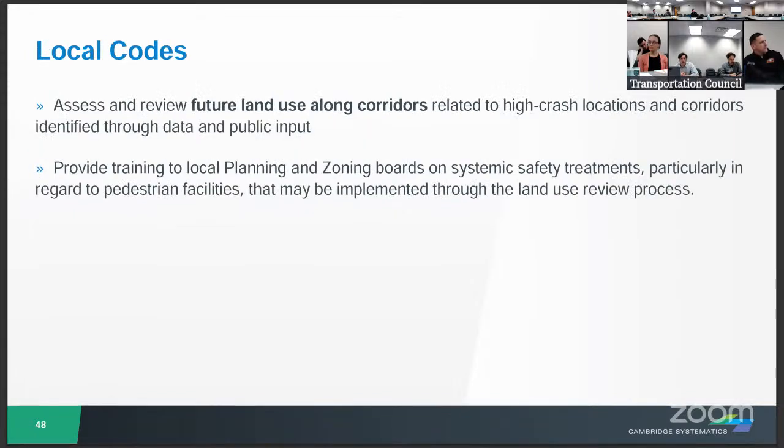Local codes: sharing information on high crash locations and corridors, identified through data, through our analysis and public input, and sharing that with planning and local zoning boards. We'll also be looking at systemic safety treatments, particularly in regards to pedestrian facilities, and the land use review process is a great time to have that discussion on when and where, and how those facilities can be accommodated, maybe provided. So we want to make sure we bring information on other systemic safety treatments to those groups as well.